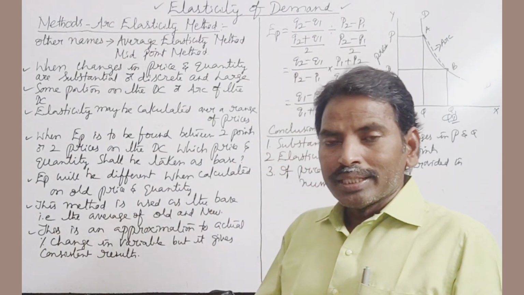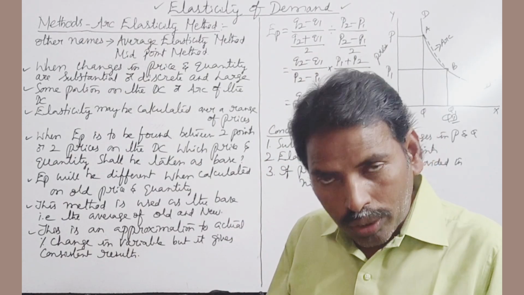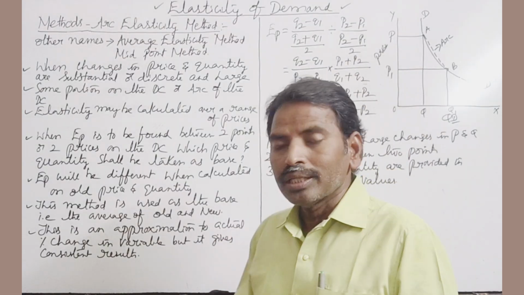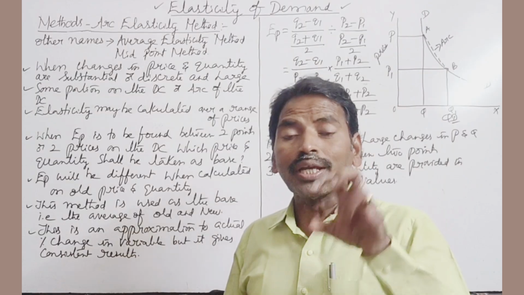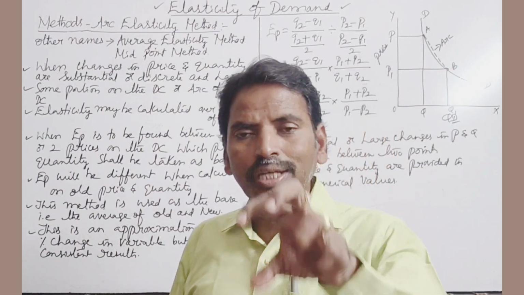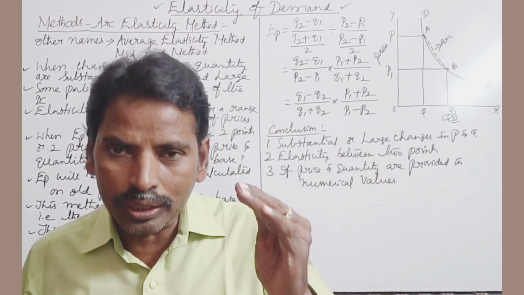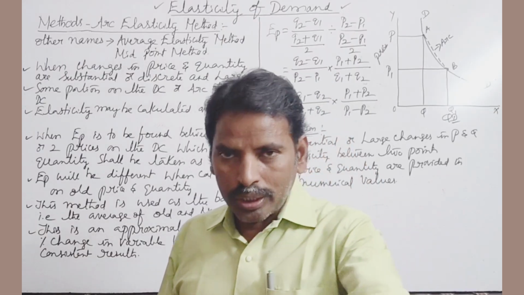So one is substantial change in price and quantity. Second is some portion on the demand curve. Third is over a range of prices. In these three cases, to measure price elasticity of demand, the arc method is applied.